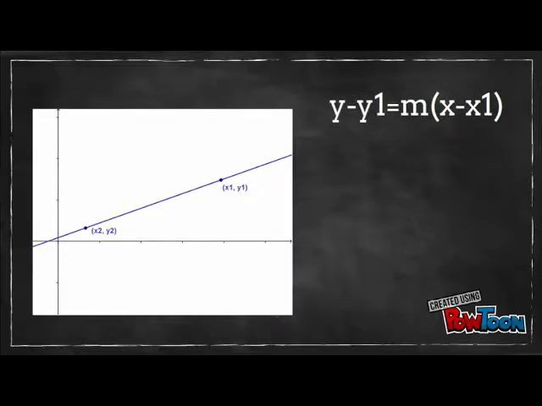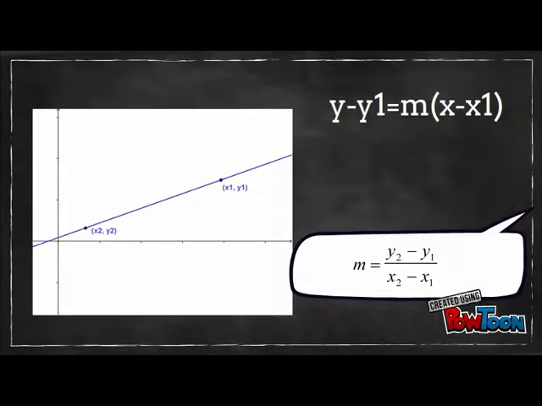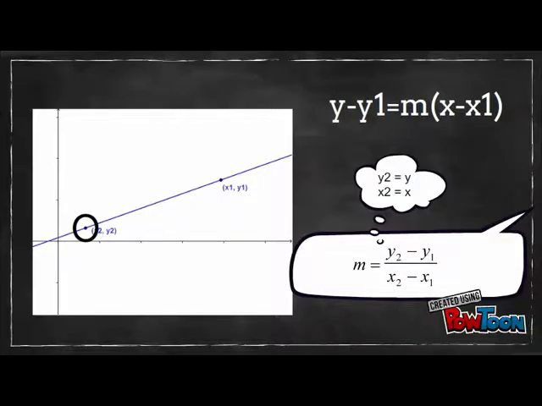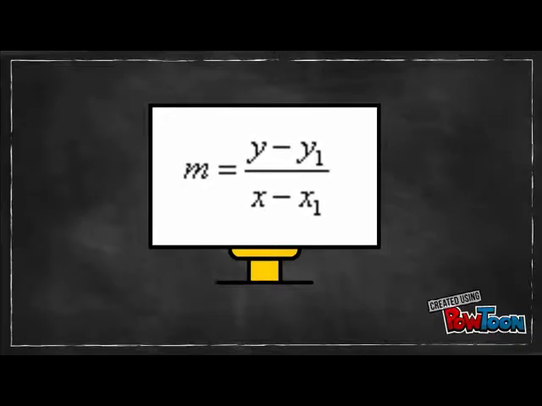Let's recall the slope formula. m is equal to y sub 2 minus y sub 1 over x sub 2 minus x sub 1. Now, let's say that one of these points is a generic point x and y, which just means it could be anywhere on the line. And the other point is a specific point x sub 1 and y sub 1. If we plug these coordinates into the formula, we get m is equal to y minus y sub 1 over x minus x sub 1.